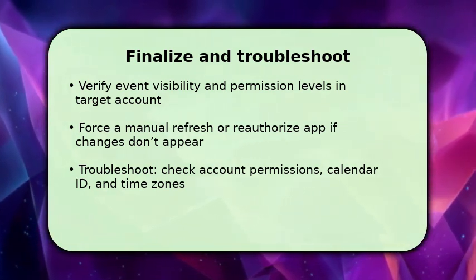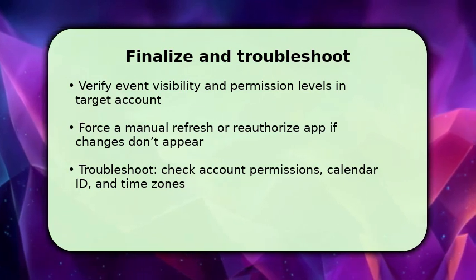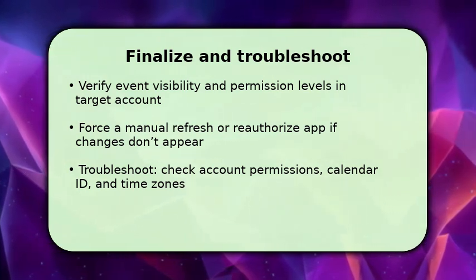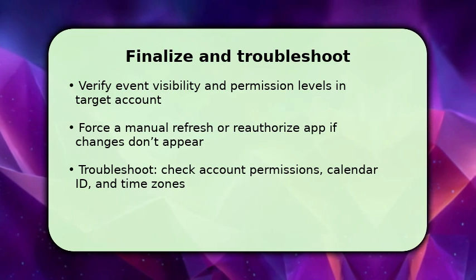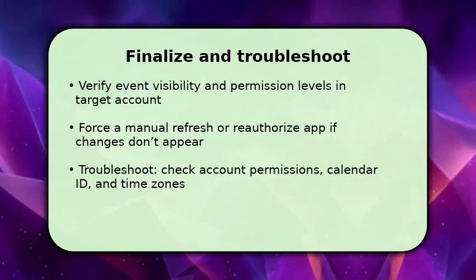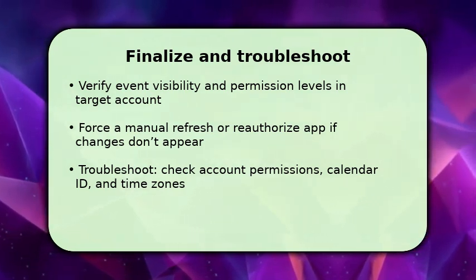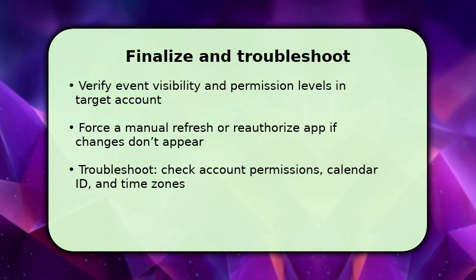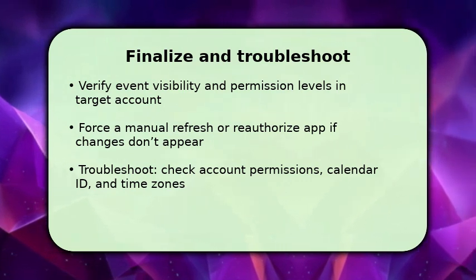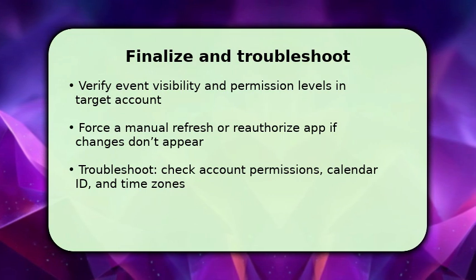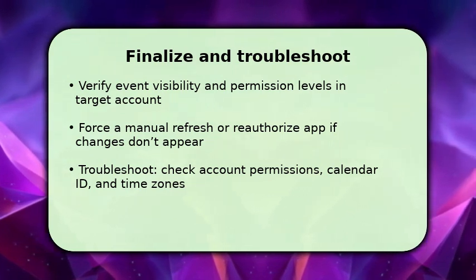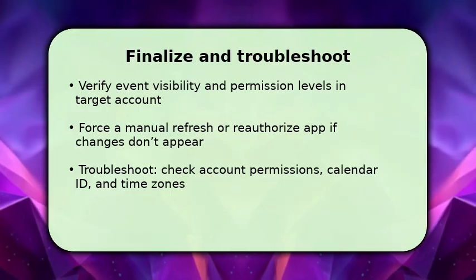If updates don't appear, force a manual refresh, reauthorize the third-party app, or re-import the ICS file. Also check common issues: mismatched calendar ID, blocked sharing, or different time zone settings that shift events. One key troubleshooting tip: recheck and regrant sharing permissions first. That fixes most sync failures quickly.